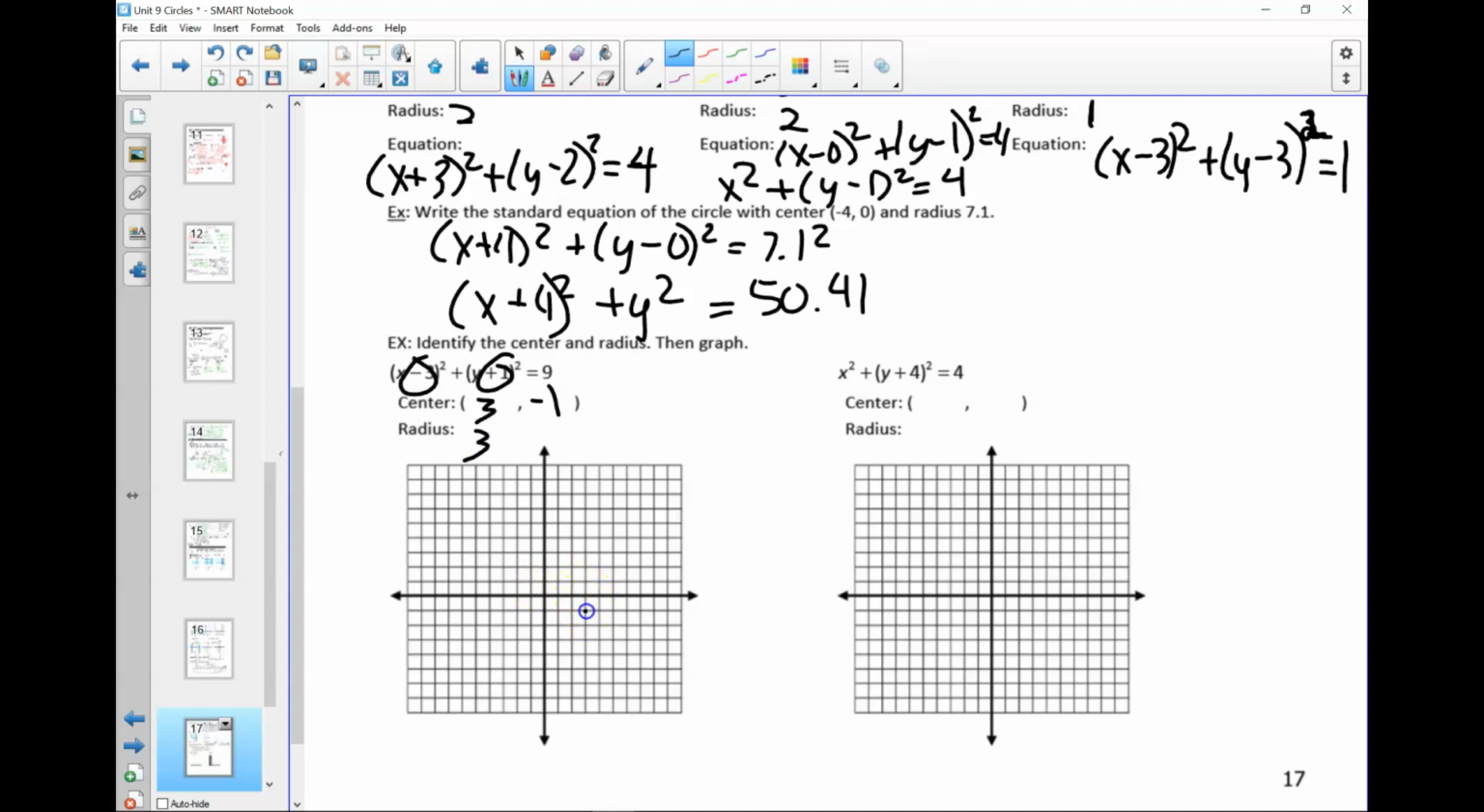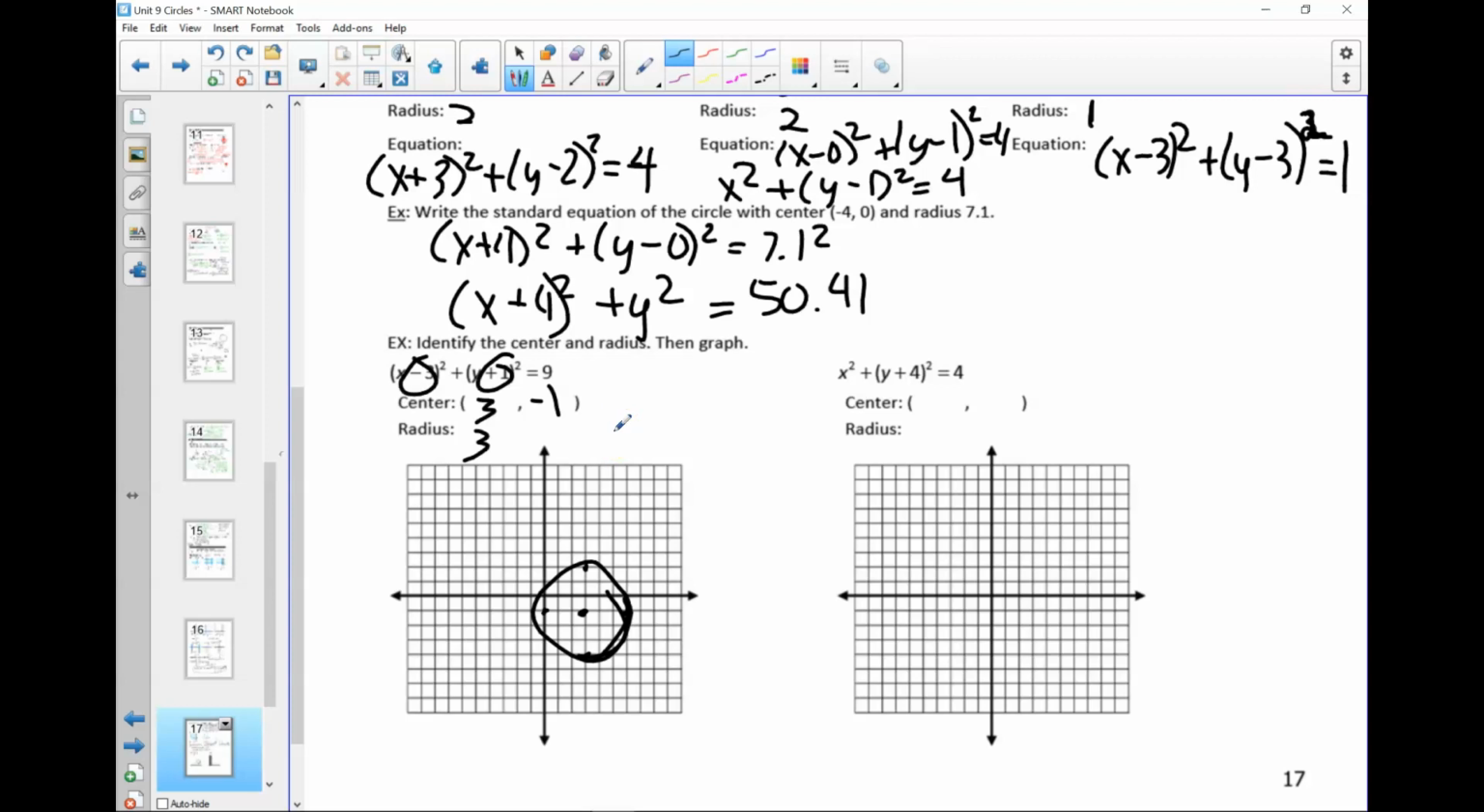And from there, count 3 units up, 1, 2, 3. To the left, 1, 2, 3. Down, 1, 2, 3. To the right, 1, 2, 3. As well as you can, draw a circle going through those 4 points. It's not art class, so don't worry about it too much. Okay? That's terrible, but that's okay.